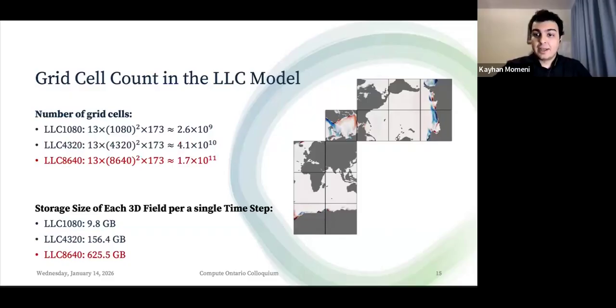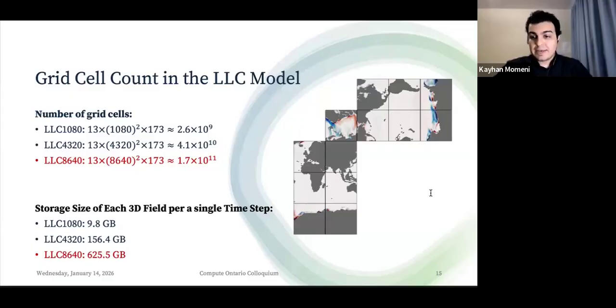And finally, the highest resolution model that we're aiming to run, LLC 8640, has on the order of 10^11 grid cells. A single snapshot of a three-dimensional field is already more than 600 gigabytes. And at this point, the challenge is not just computation, although that's the main challenge, but it's also data handling. Even holding a single time slice of one variable in memory becomes difficult, which has major implications for data manipulation and visualization. And we are happy to have developed all the necessary infrastructure on Trillium.